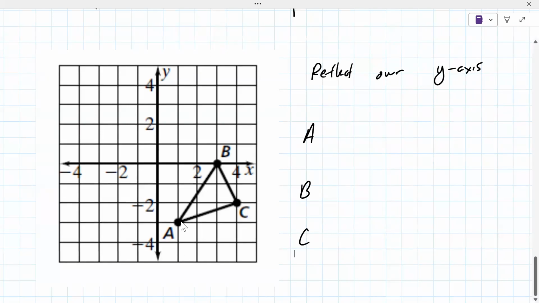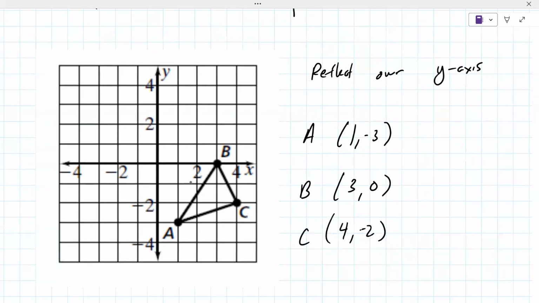The original here: 1, -3. Good. 3, 0. Good. And then 4, -2. Okay, good. And this is where it's sometimes nice to have that rule there. Let me put the rule. We're going over the y-axis. So the rule says, I'm going to snip this in here, that your x, y becomes -x, y. So the y stays the same, but x is negated.